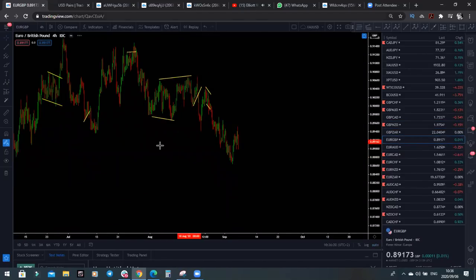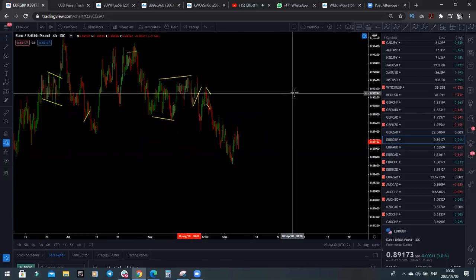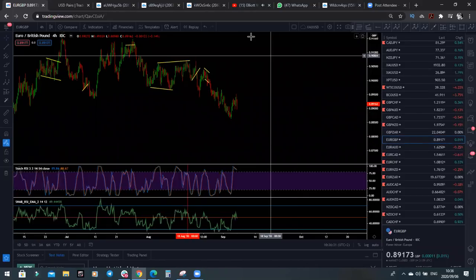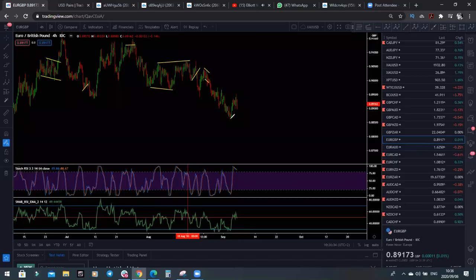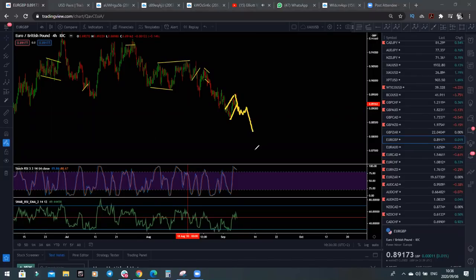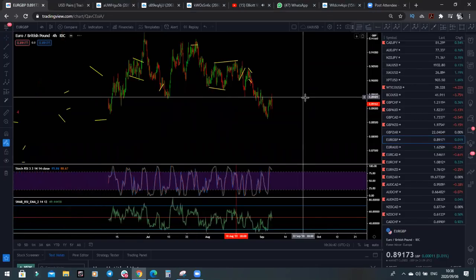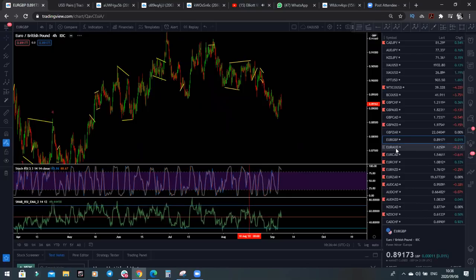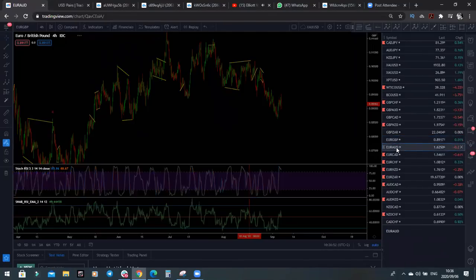Euro pound. So we look, where is euro pound going? Euro pound is still going to continue lower. Got that one. Look for continuation to the downside on euro pound. So that means a bit of a push to the upside on the pound, supporting our buys on pound chief and pound AUD. Let's go to the euros.